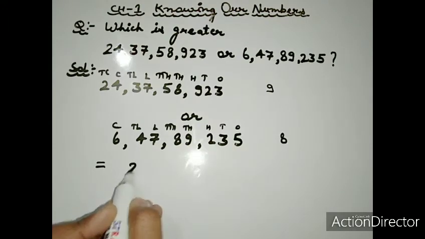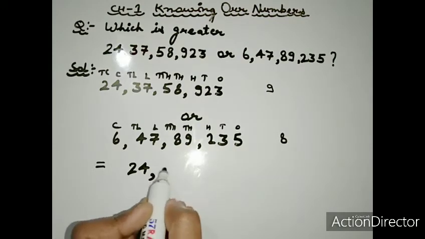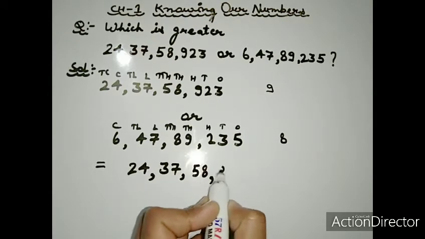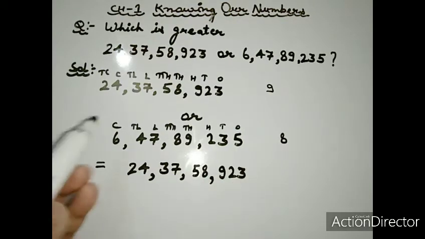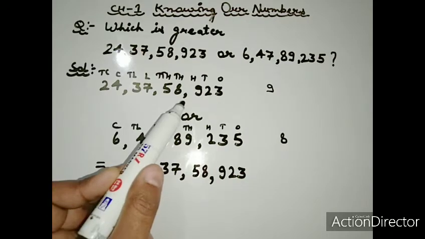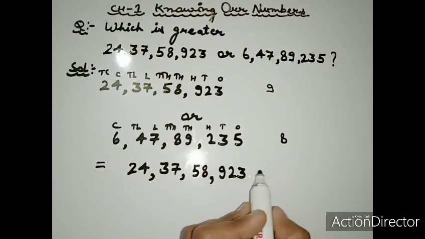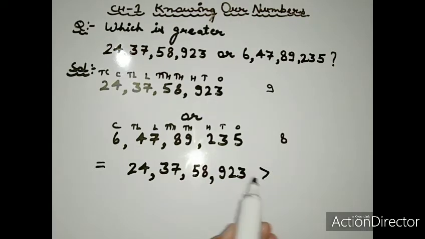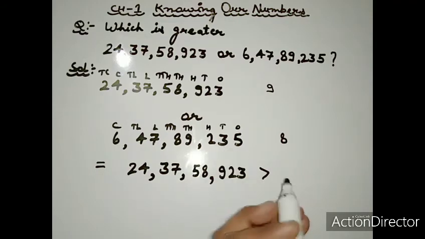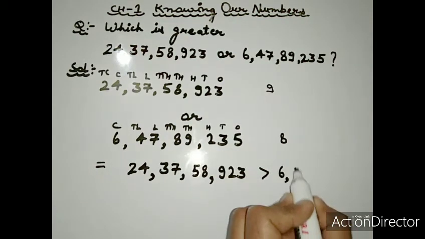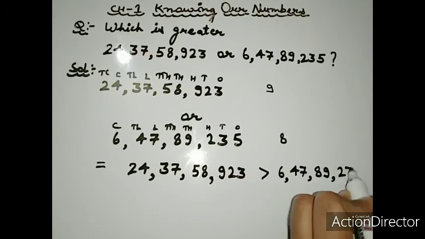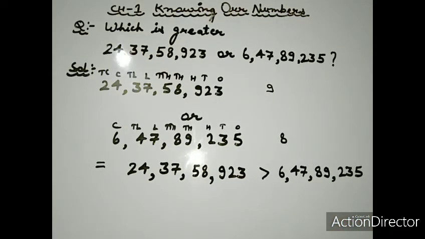So here we write 24 comma 37 comma 58 comma 923, and we read out this number as 24 crore 37 lakh 58,923 is greater as compared to 6 crore 47 lakh 89,235.